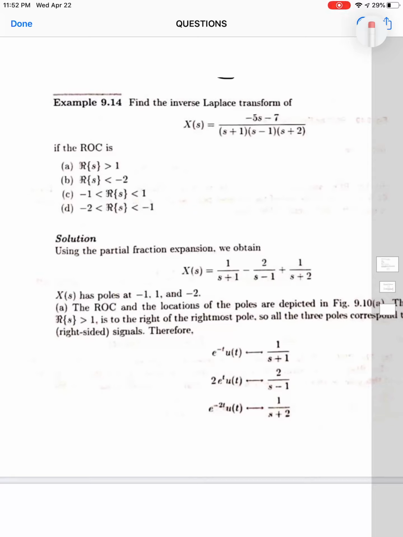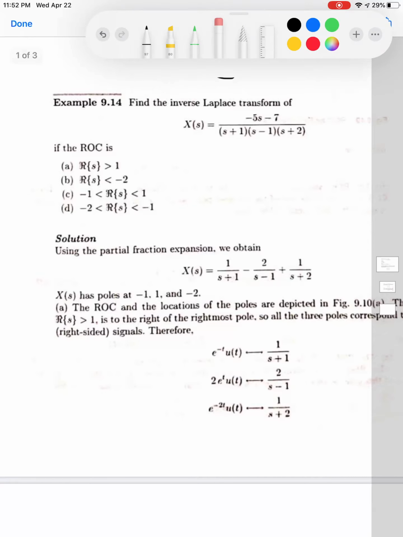In continuation with the properties of ROC, let's discuss the given example. In this example, you have to find the inverse Laplace transform of the function X(s). For this given function X(s), these are the considered ROCs. For that, you have to calculate the inverse Laplace transform, right? So how can you find it?